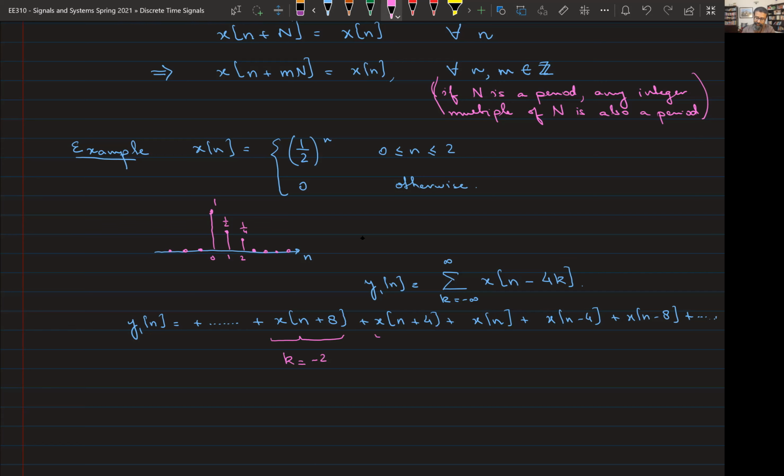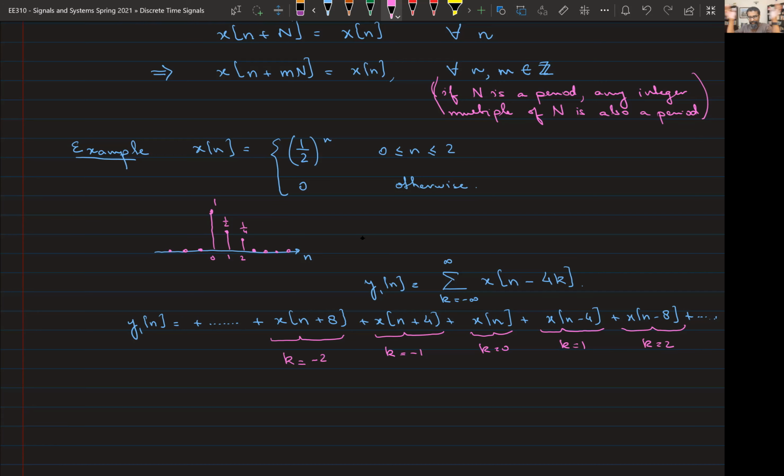This value corresponds to the case when k was equal to minus 1. This is k equals 0, this is k equals 1, this is k equals 2, and so on and so forth. There are other terms here: k equals 3, 4, and 5 all the way up to infinity. Similarly, before minus 2 also, there's a minus 3, minus 4, all the way up to minus infinity in the backward direction. So when you see the summation here, that's what should come to your mind.